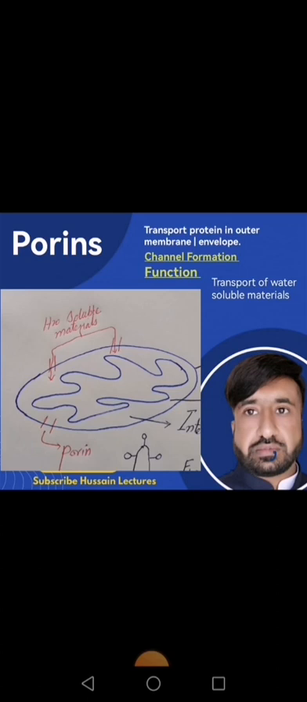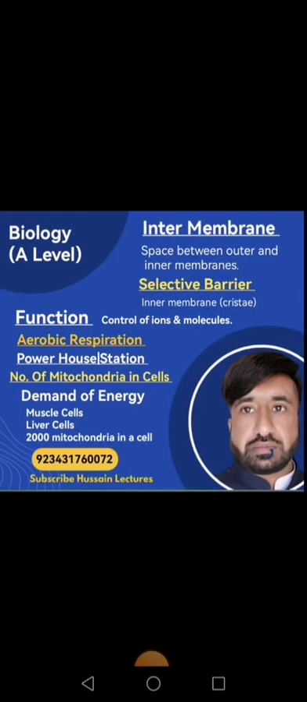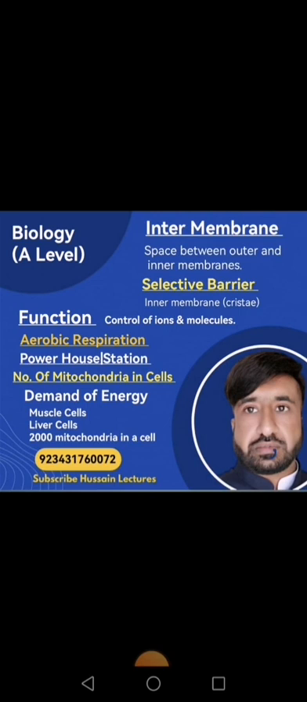So these porins are specialized protein particles that can transport small water-soluble molecules like carbohydrates, like glucose molecules, amino acids, and other fat particles which are soluble in water. They can move from the cell cytoplasm to the inner membrane surface. Let's say here is the intermembrane space. As earlier discussed, it is the space between the outer and inner membrane.